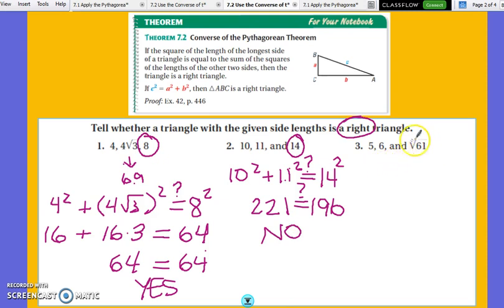The last one, square root of 61. What's that going to be? I think it's bigger than 6, right? Because the square root of 36 would be 6, so that one's the biggest. So we'll use that for our c squared.